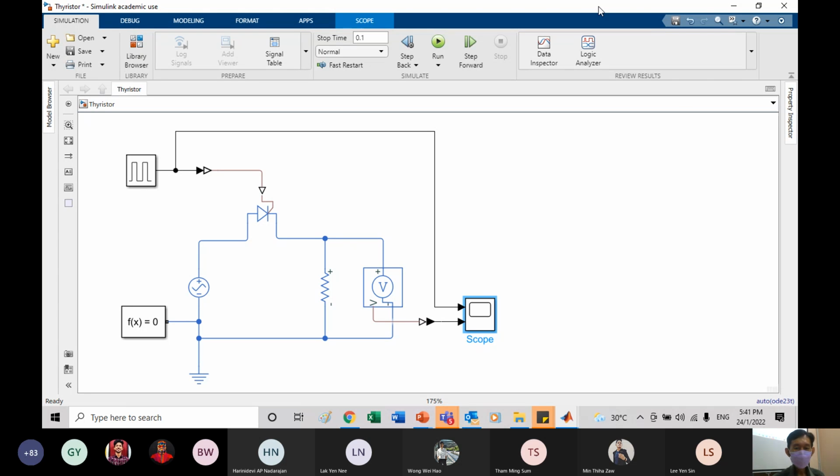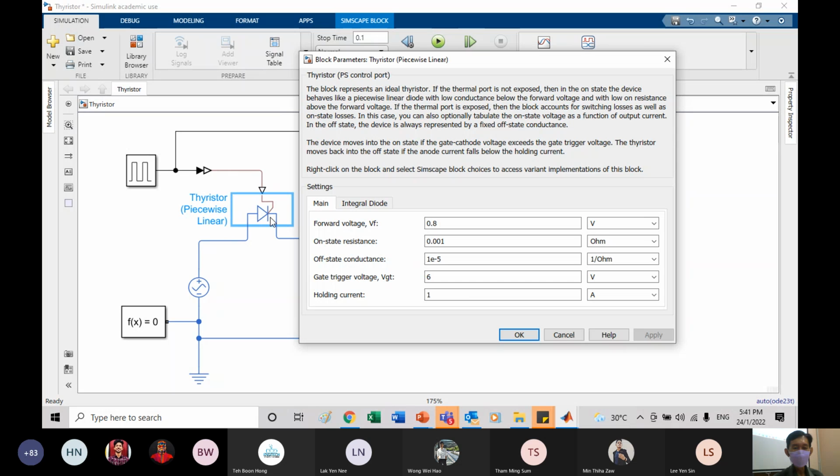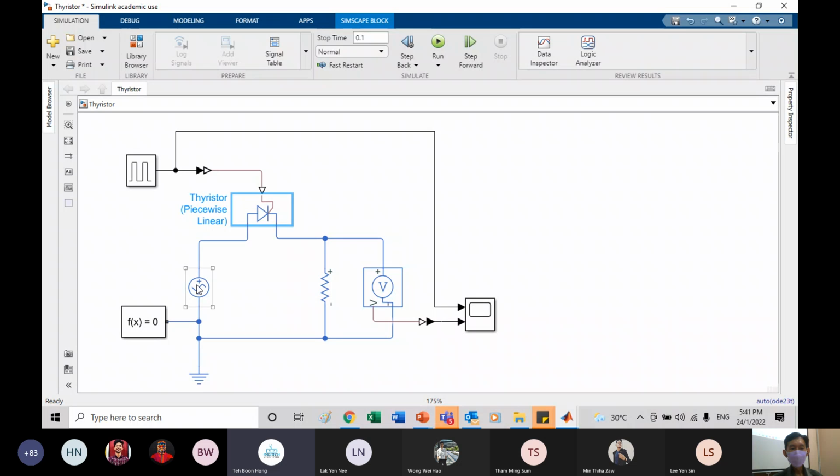Okay, come. So let's do it. For the thyristor, do you do any setup on the parameter? I think no need. Wait, let me check. I think no need. I just drag and put there. No need. Other than the pulse generator, then another one is the source, right? The source, 10 ohm. Okay, the source and this one, yeah.